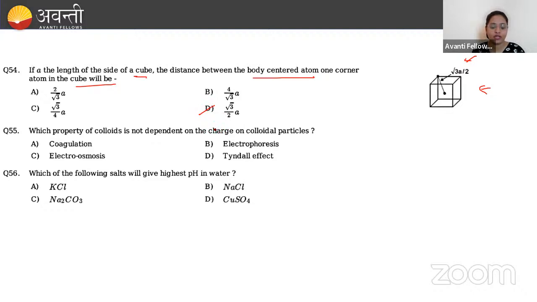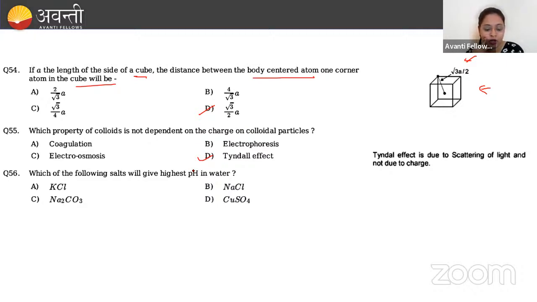Very good. Now let's move on to the next problem. Which property of colloids is not dependent on the charge on colloidal particles? As we know, the Tyndall effect arises due to the scattering of light and not due to the charges. That's why our answer will be the Tyndall effect, which does not depend on the charge on the colloidal particle. Any doubt in this? Okay, let's move on to the next problem.